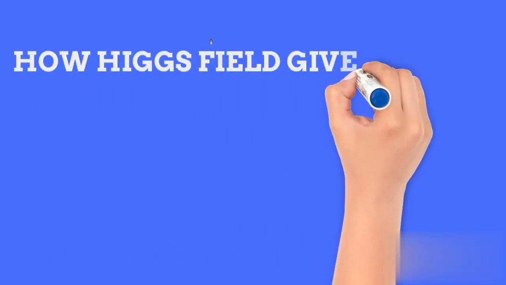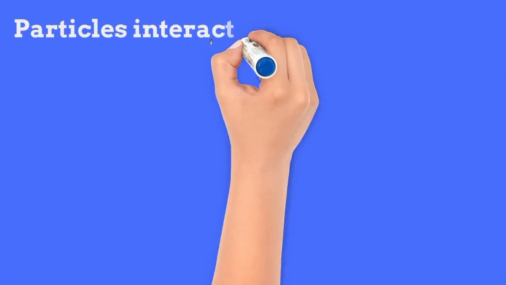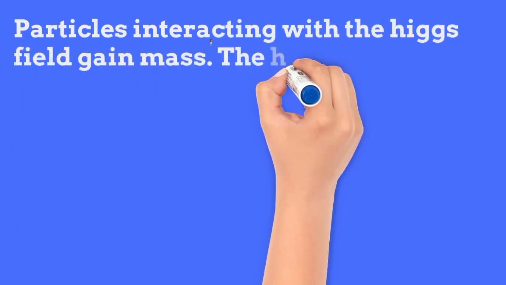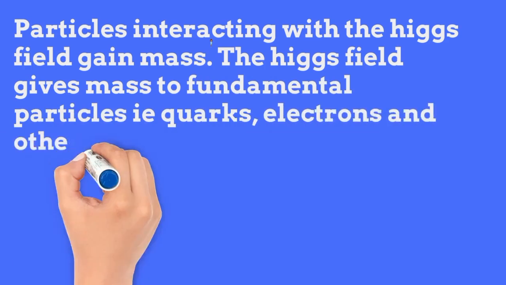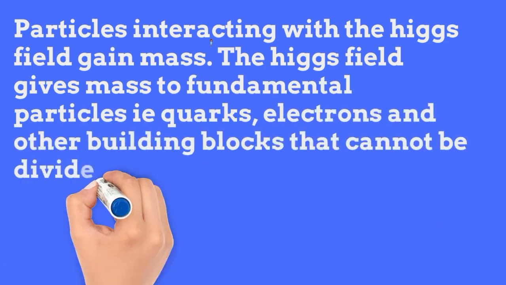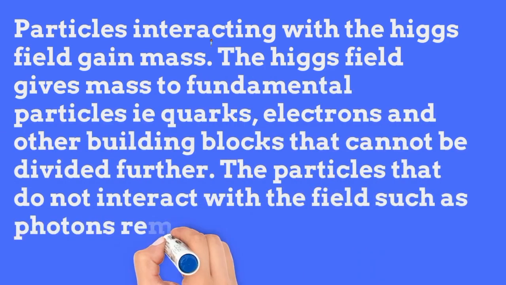How does the Higgs field give mass to particles? That is an interesting question. Particles interacting with the Higgs field gain mass. The Higgs field gives mass to fundamental particles like quarks, electrons and other building blocks that cannot be divided further. The particles that do not interact with the field, such as photons, remain massless.